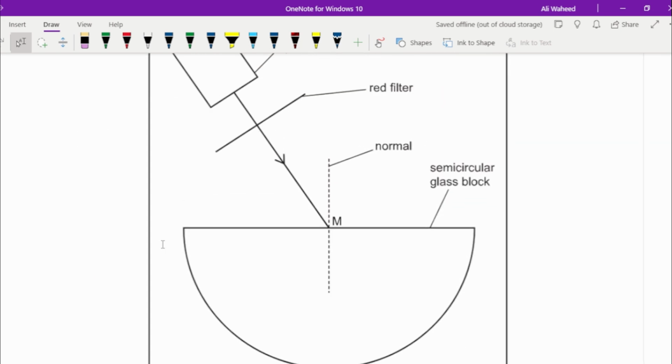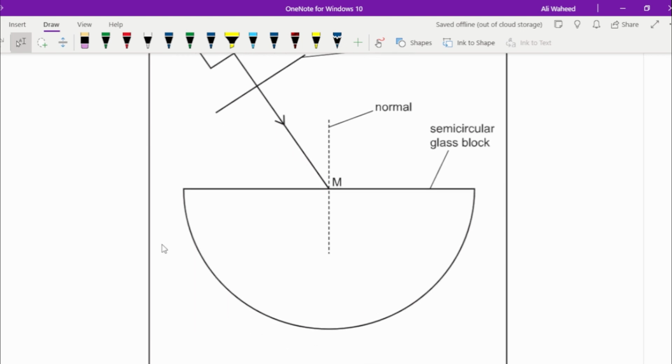The first one is to measure the angle of incidence i of the ray at the point M. So we have to draw the normal at the point M, but it is already drawn. This is the incident ray. All we have to do is to measure the angle between the incident ray and the normal. What do we use for that? We use a protractor, and we simply find the angle.